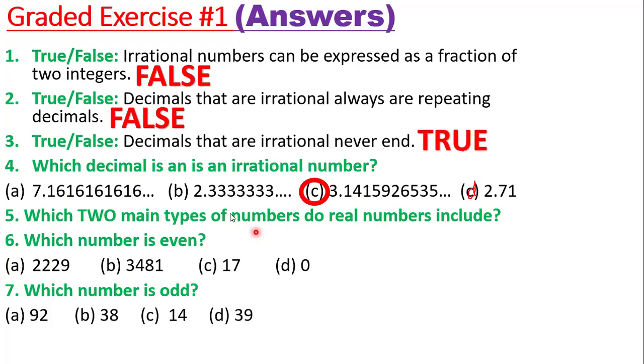What two main types of numbers do real numbers include? Did y'all answer that? Rational and irrational numbers. Very good, Beyonce. Number 6: which number is even? That should be easy. 0. And number 7: which number is odd? D, 39. Good.